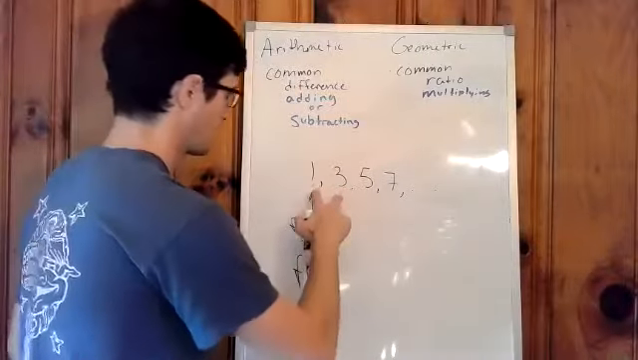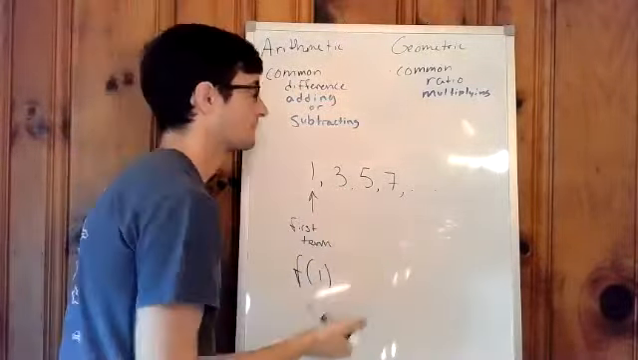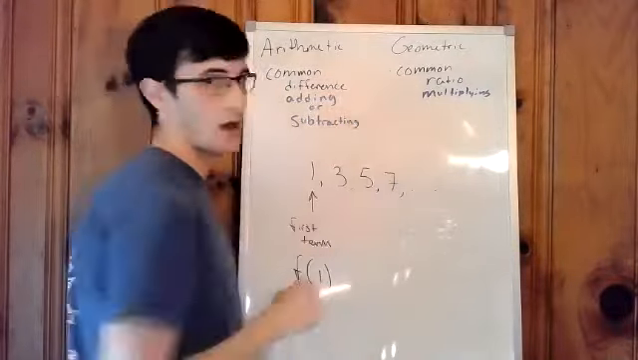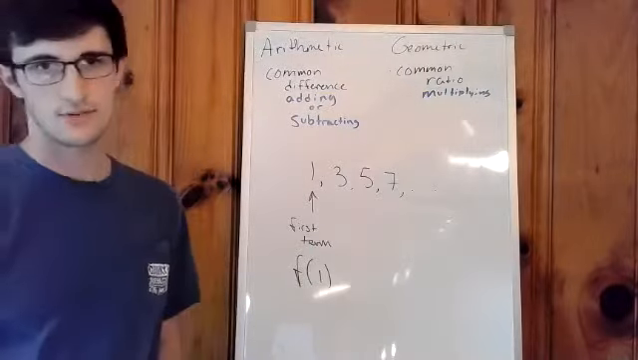So that's my first term, my second term, my third term, my fourth term, okay. But what I'm looking for is either a common difference or a common ratio, and if it has neither, then it's not a sequence, okay.